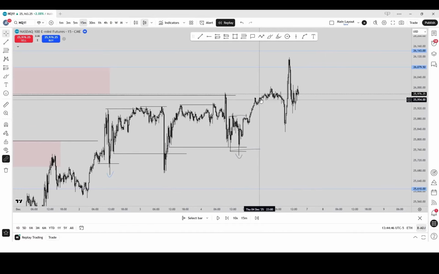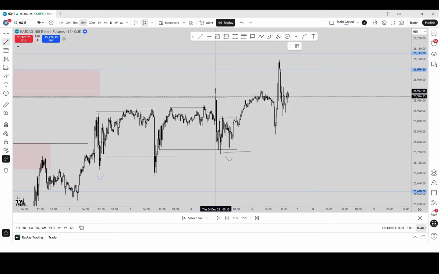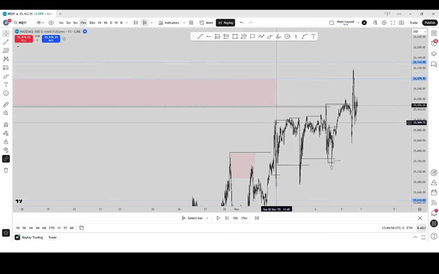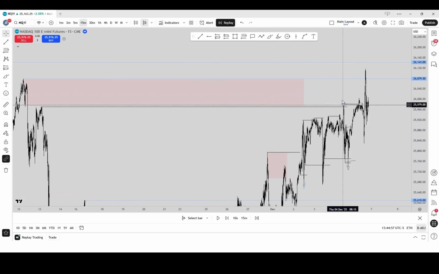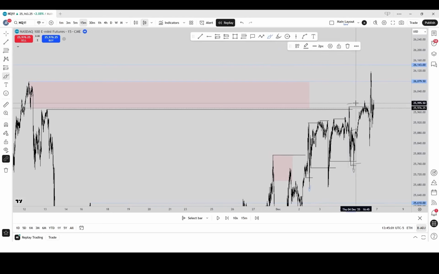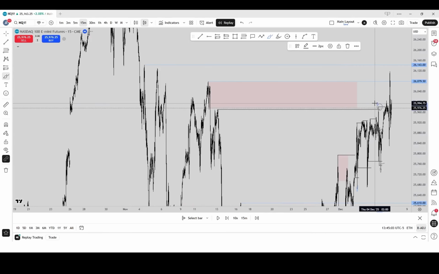Induced sellers. We move higher. Take out the high right here. We induce some sort of buyers, okay? So what do we do in this scenario? We understand that we've just come into this high right here. Sorry, this high right here. Respected this.